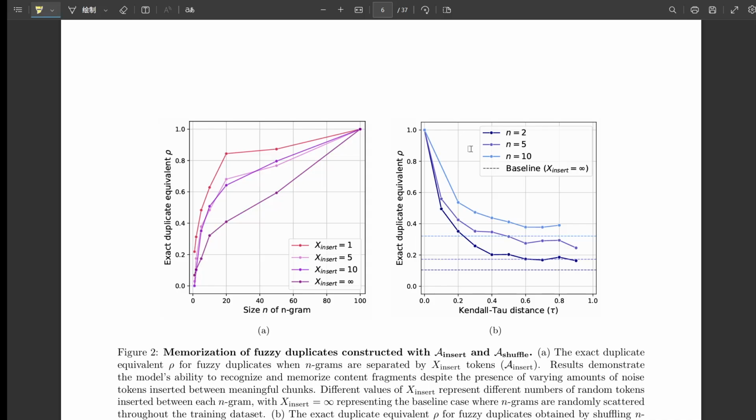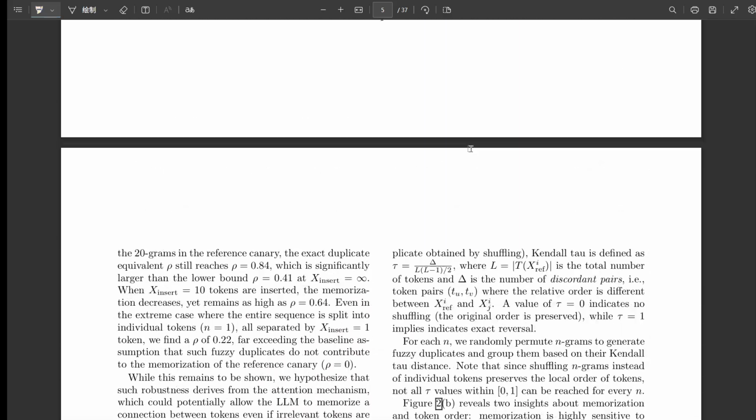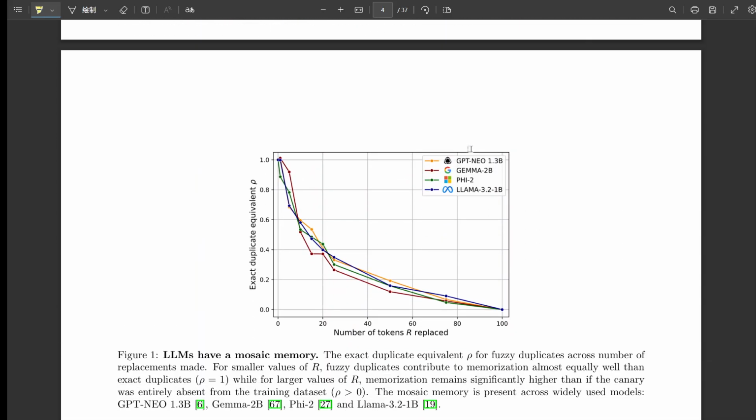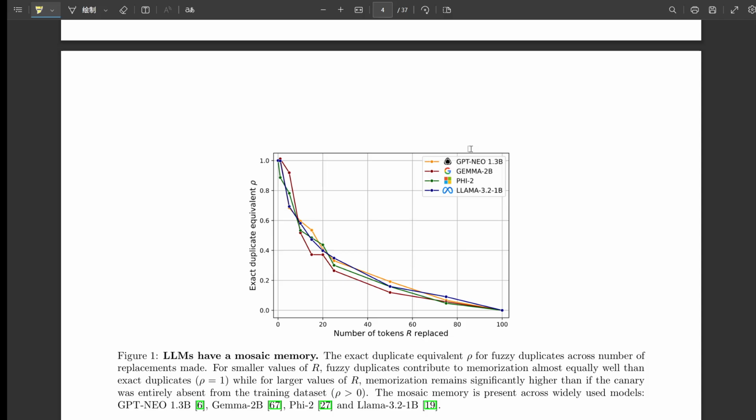And I think you mentioned Figure 1 in the paper shows this visually, like a graph. Yes, exactly. Figure 1 plots this out clearly. You see rho decreasing as token replacement increases, but it's a gradual decline, and it happens similarly across all those different models. It really visualizes the robustness of this mosaic memory.